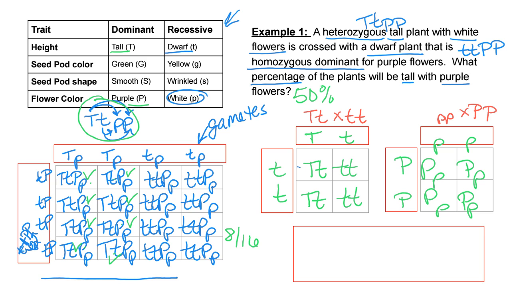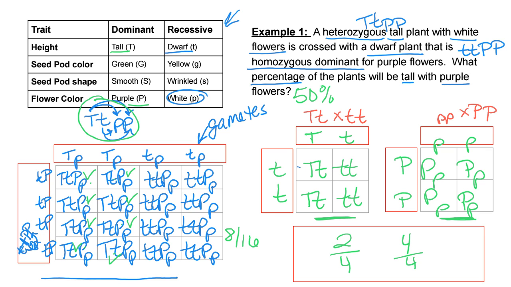And when I do it this way, I now need to bring in my rules of probability. So I'm focused on tall first. It said they were going to be tall. So when I look at this first Punnett square here that involves height, 2 out of 4 look tall. And then the second trait, purple, when I look at this second square, 4 out of 4 look purple.